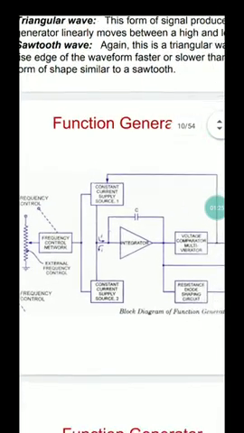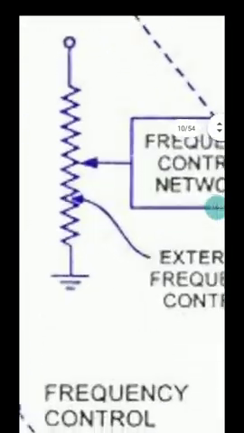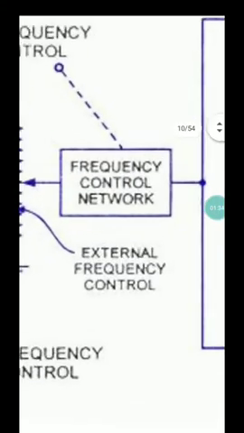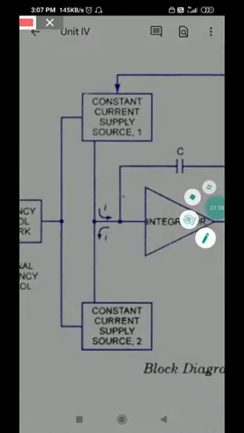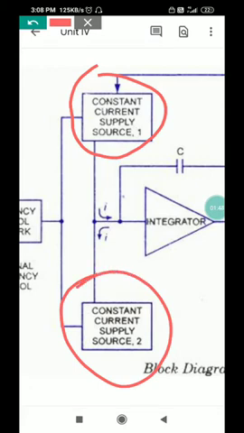Internal block diagram of function generator is like this. Initially we have got this resistance kind of thing, which is an external frequency control, then frequency control network. Then here we have a constant current supply or constant current source, CCS1, and here we have CCS2. There are two constant current supply sources. The one is here and the other is here, right?